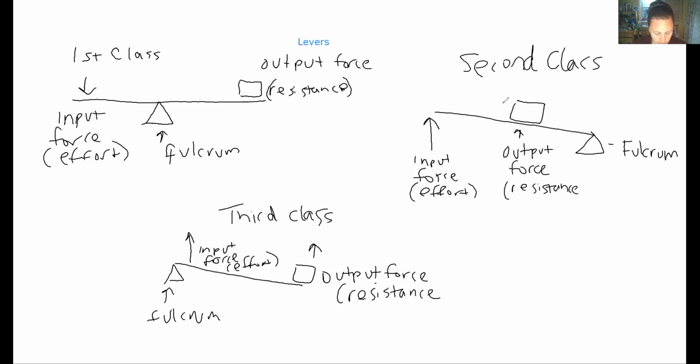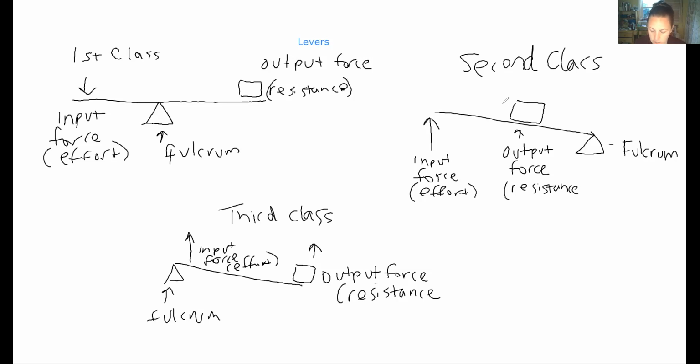A hockey player with a hockey stick is an example of a third class lever. So the hockey player being the fulcrum, he is the pivot point. Your input force, the resistance, is your stick that you're using, and then your effort to push it forward.